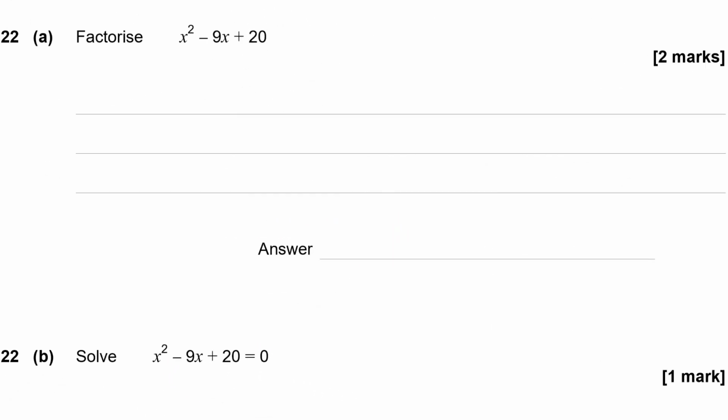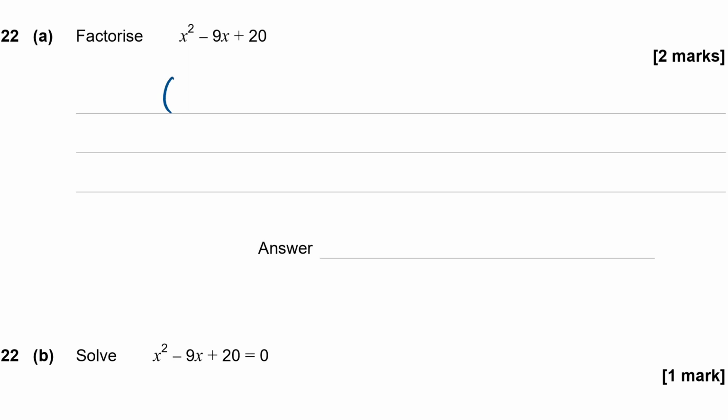Factorize x squared minus 9x plus 20. So we've got a quadratic expression, and we want to factorize it. If it factorizes, it will go into a double bracket like this, won't it? It starts with x squared, so I'm going to have an x and an x. Now I'm looking for a pair of numbers that multiply together to give me plus 20 and add up to negative 9.